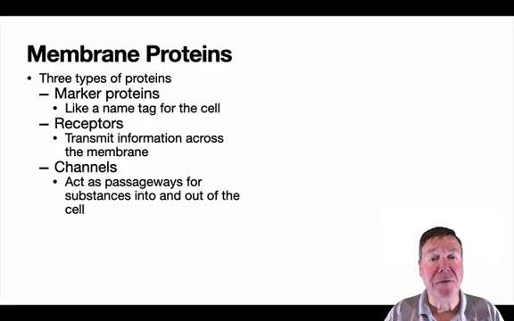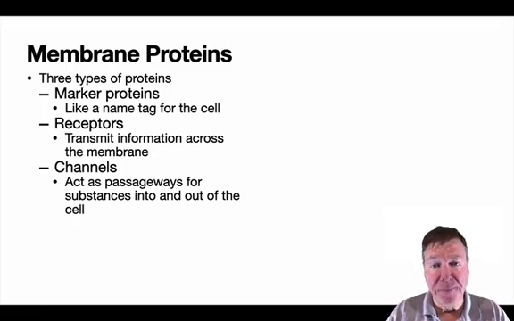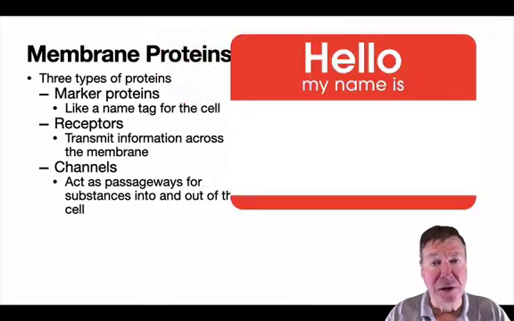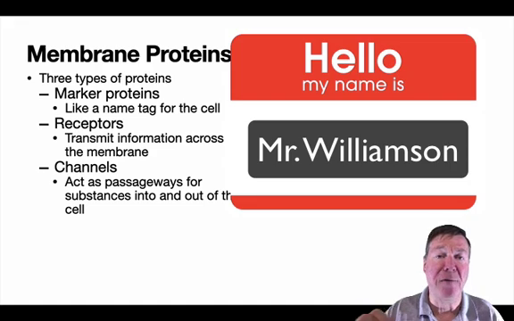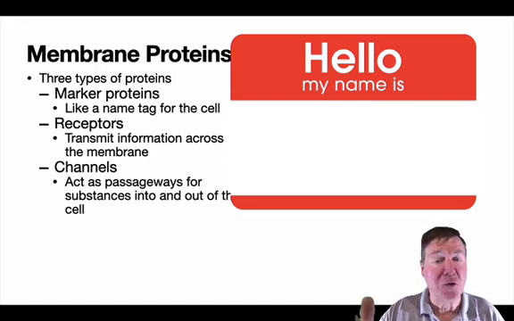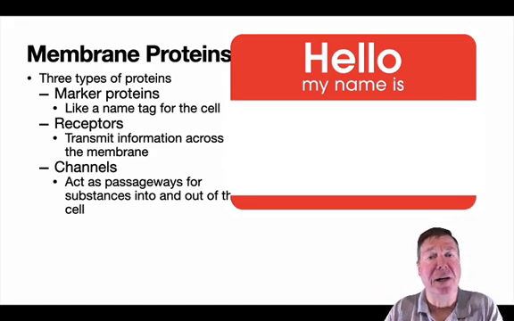Okay, so let's talk about those proteins. What is the function of those proteins? Well, one, they're marker proteins. They're like the name badge for your cell. Every one of your cells has proteins in it that identifies it as yours. That's why you can't just give your kidney to anybody. You can only give it to people, if you're donating a kidney, that are a match for you, based on blood type, based on the marker proteins.